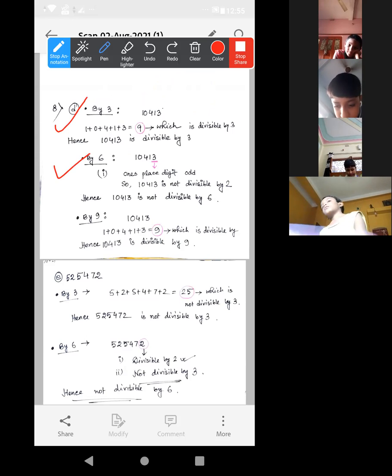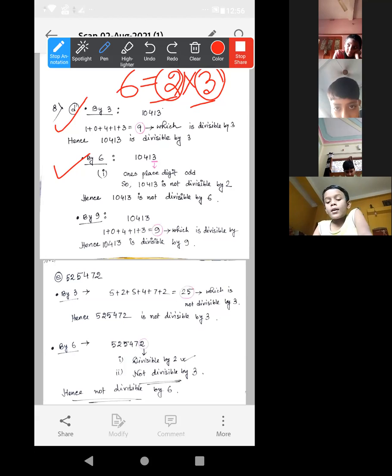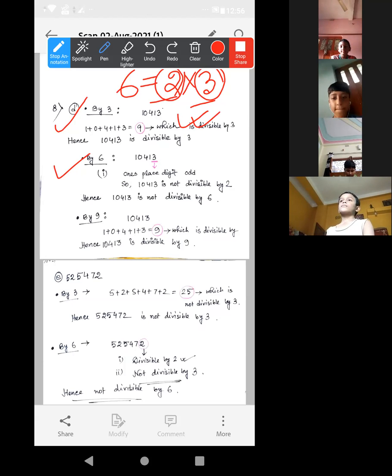Now divisible by 6. Look, by 6 means what? 6 is equal to 2 into 3. So we have to check whether the number is divisible by 2 as well as by 3. Now by 3 we already checked. Now you will say, ma'am, do I need to do by 3 again? But the question which I just now explained to Divyanka, the question will not come together. So for each and every sum, do it individually.